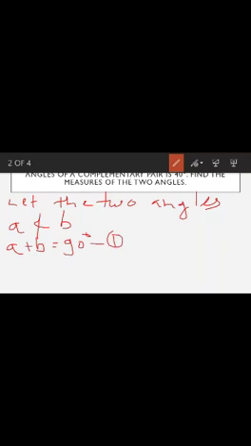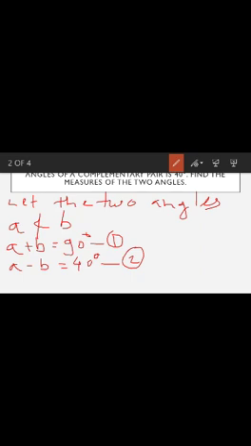Now, according to the given condition, what is the condition given? That the difference between the measures of the two angles of a complementary pair is 40 degrees. Difference means what? A minus B is equal to 40 degrees. This is the second equation. Now, what do we need to do? We need to add both equations.